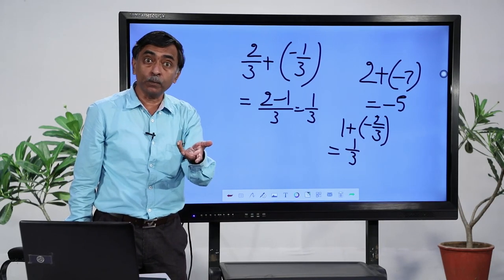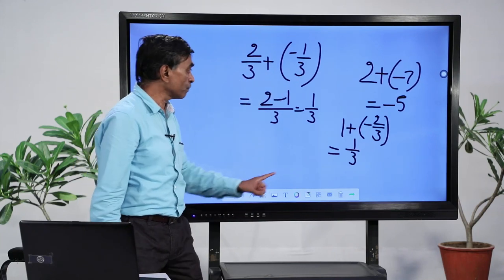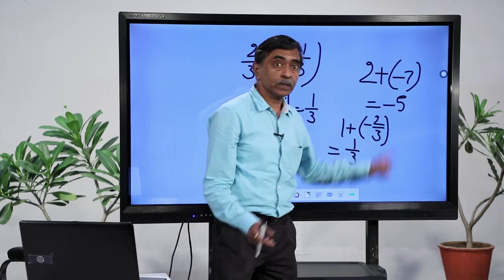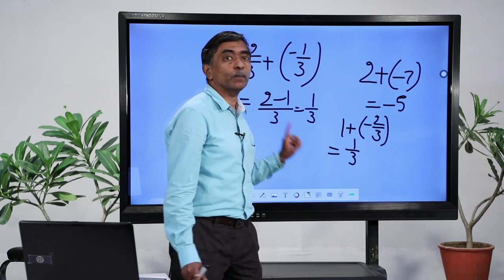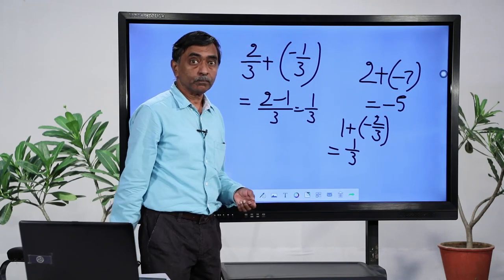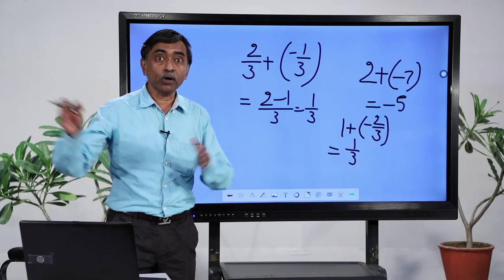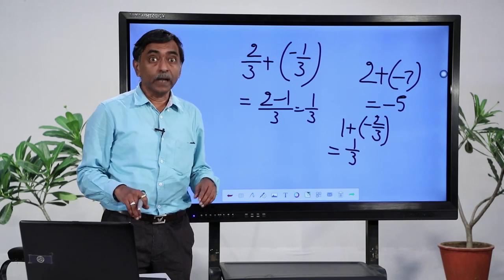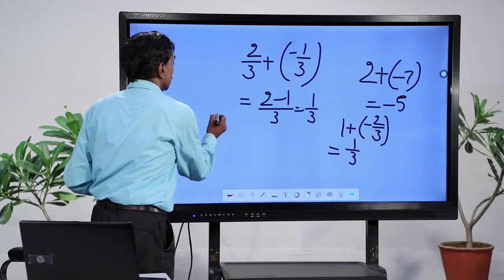Which two types of numbers are being operated? 2 by 3 and minus 1 by 3, rational numbers. 1 and minus 2 by 3, rational numbers. 2 and minus 7, rational numbers. What is the operation between them? Addition is the operation between them. And every time after operating, you again get a number which is not going out of that box, the box that I have shown you here. And so we can say that they are closed under this particular operation.